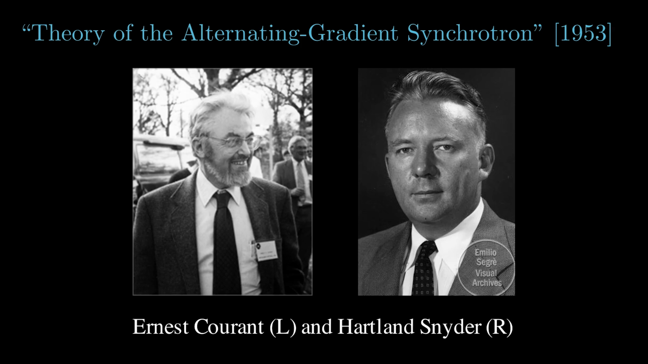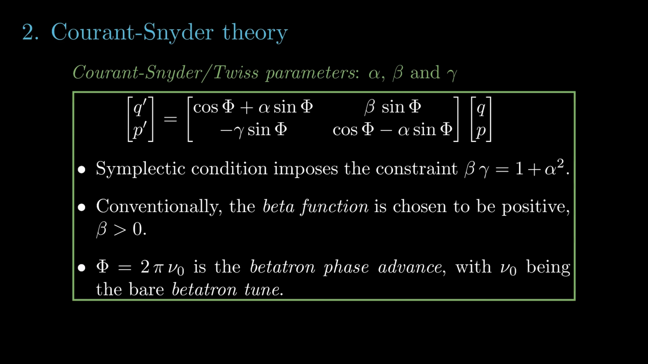Recall that in accelerator physics, the linear theory of motion relies on a parameterization involving the coefficients alpha, beta, and gamma, collectively known as the Courant-Snyder or twist parameters. These parameters are not all independent. The symplectic condition imposes a constraint that allows one of them to be eliminated. Also, by convention, the beta function is taken to be positive. The phase advance phi, defined as 2 pi times nu 0, corresponds to the betatron phase per turn.